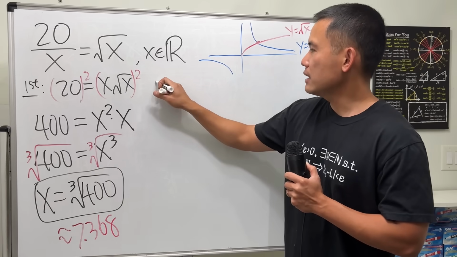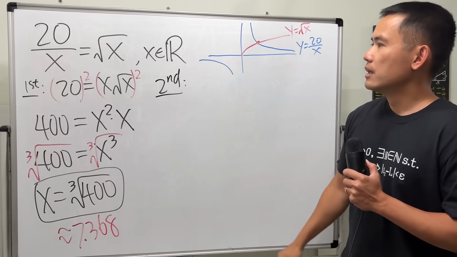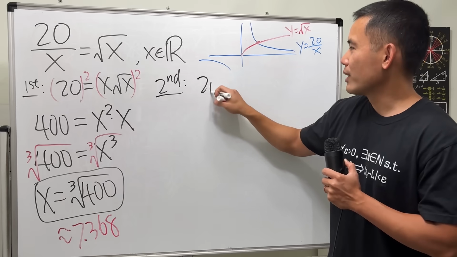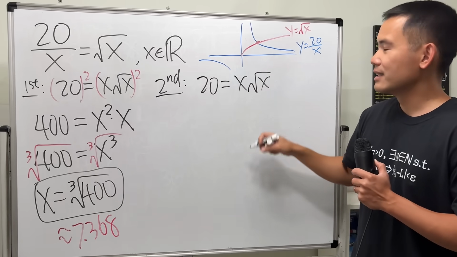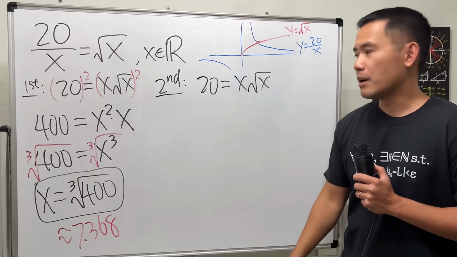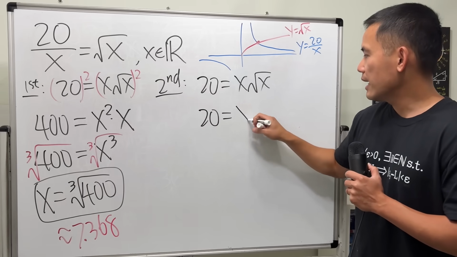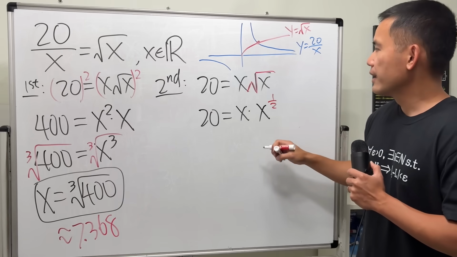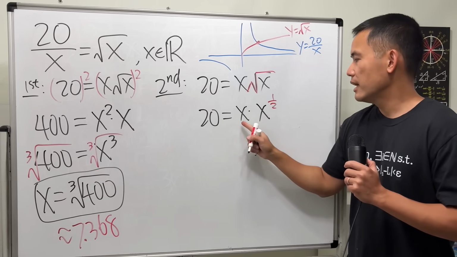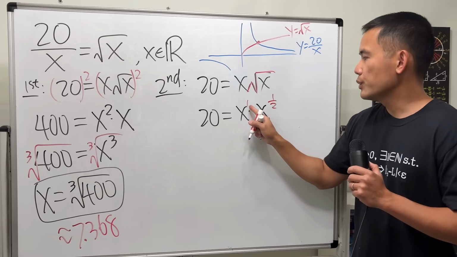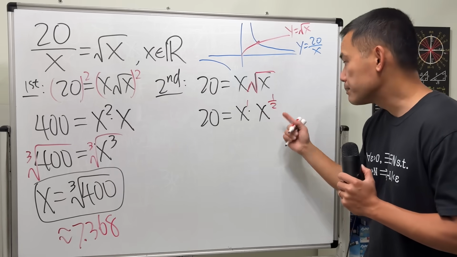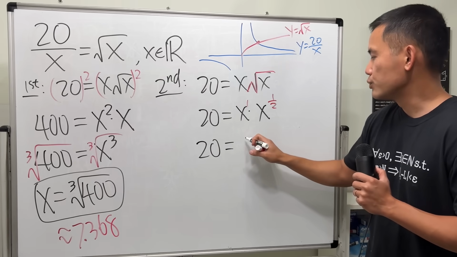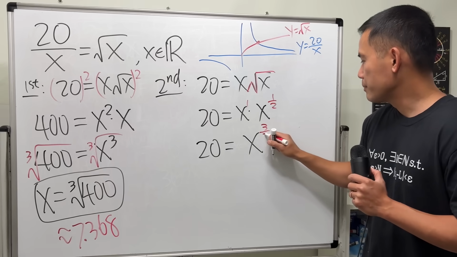Now, what's the other way to go about solving this though? Second way, perhaps slightly quicker. We still multiply both sides by x, so this is 20 equals x times square root of x. If you look at square root as the 1/2 power, that is going to be x times x to the 1/2 power. Well, they have the same base, and this is like x to the first power. So we can just add the exponents together. So add the exponents, 1 plus 1/2, which is 3/2, so x to the 3/2 power.